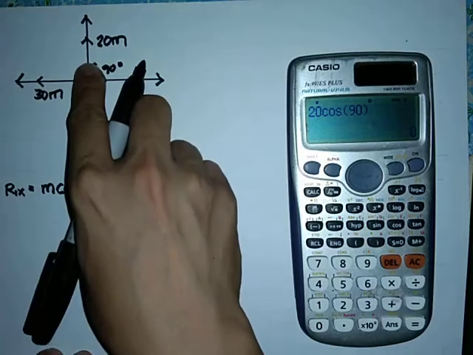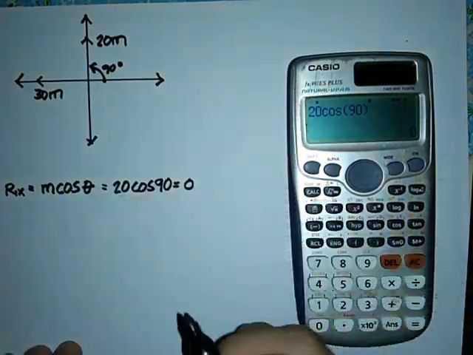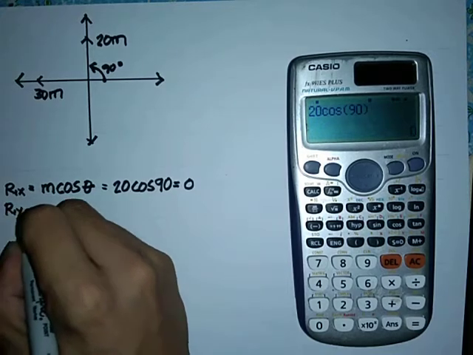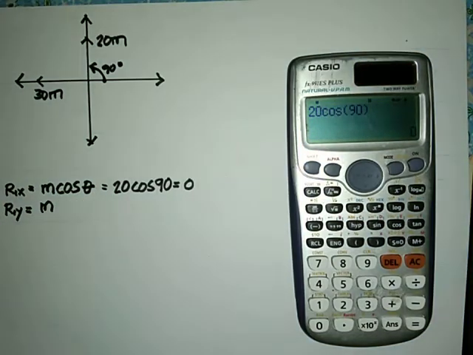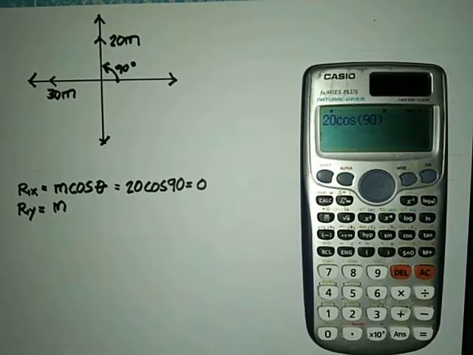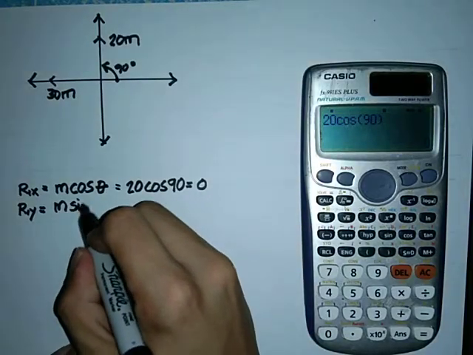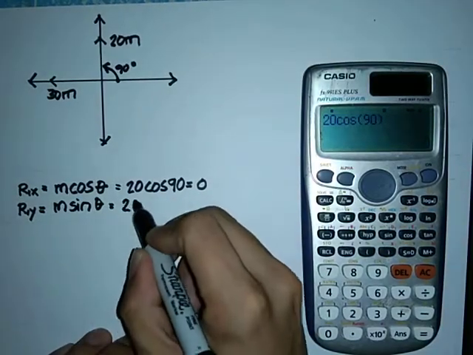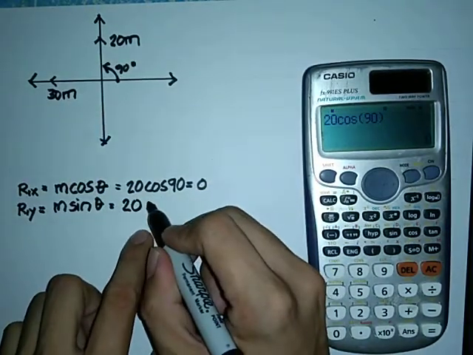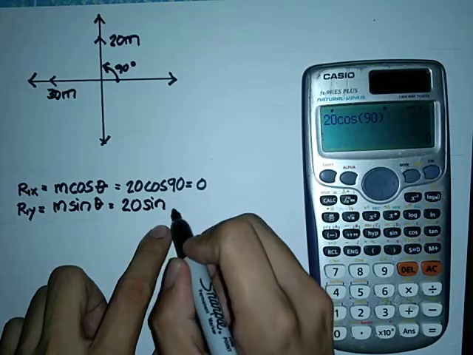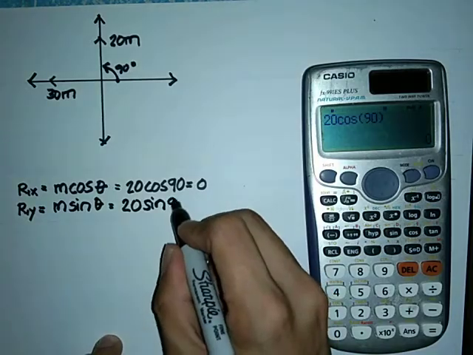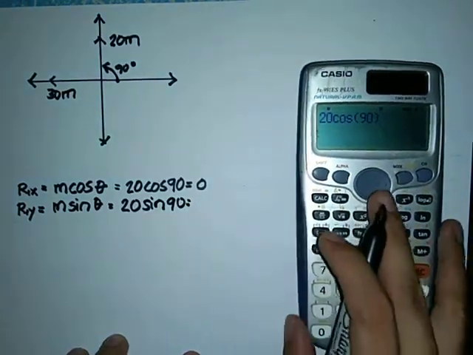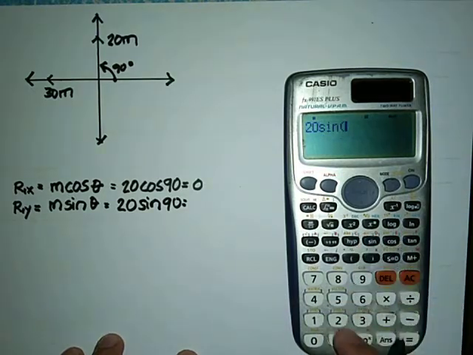And for the y component naman ng ating first magnitude, so we will have R1y, and that is equal to m sine theta. So our m sine theta is equal to 20. Same magnitude tayo, but we are going to use different trigonometric function, which is the sine, and then same reference angle tayo, which is 90. So this is 90, and that we are going to have 20 sine 90 degrees, and that is equal to 20.